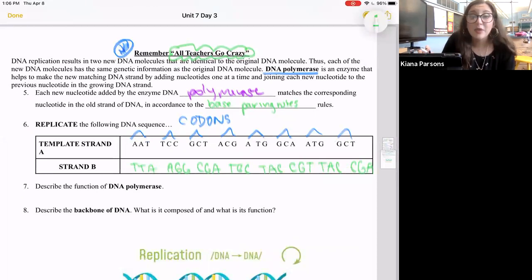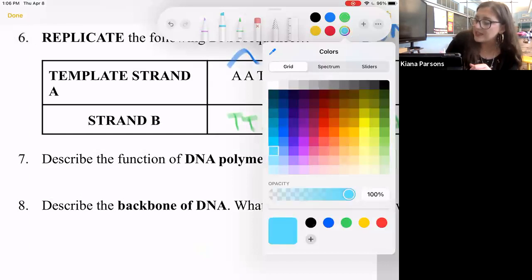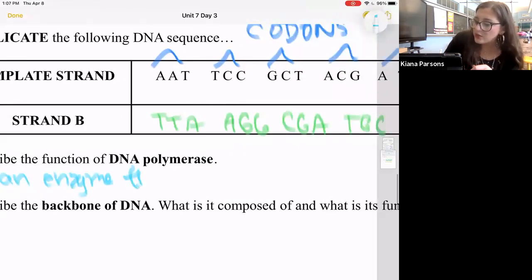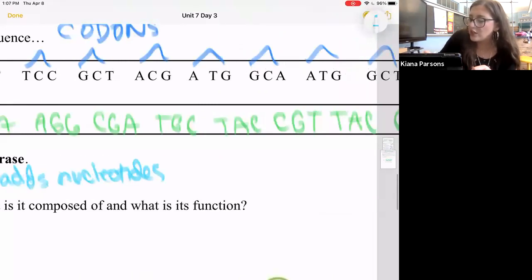Describe the function of DNA polymerase. DNA polymerase is an enzyme that helps make the new matching DNA strand by adding nucleotides one at a time and joining each new nucleotide to the previous nucleotide in the growing DNA strand. And that ASE at the end should already be telling us it is an enzyme that adds new nucleotides during DNA replication according to the base pairing rule.